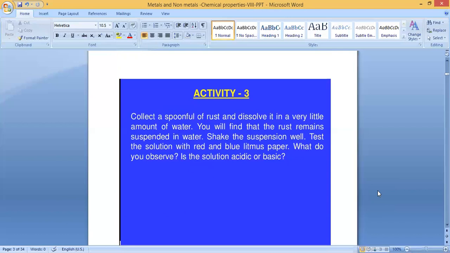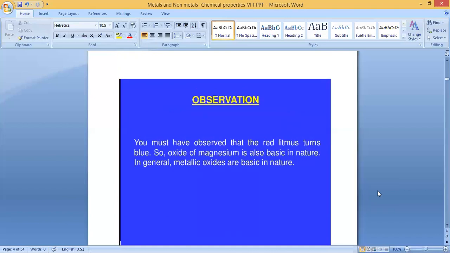First, take the powdery rust, add a little water, and mix it. After some time you can see that it is suspended or it settles down. Shake the suspension well and take a little solution from it. Put one drop on red litmus paper and one drop on blue litmus paper. What are you going to see? From that, the litmus paper color will change, and you can make out whether it is acidic or basic. We'll see the observation. You might have observed that the red litmus turns blue.